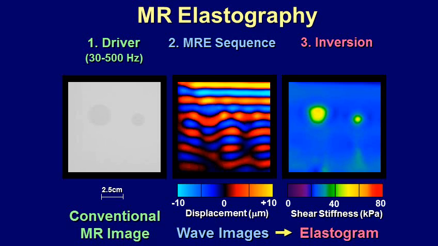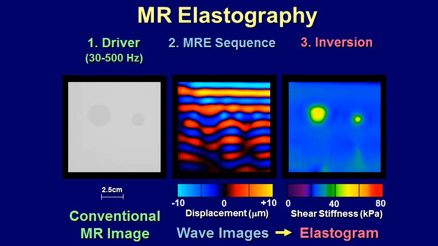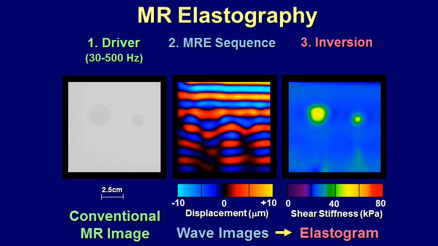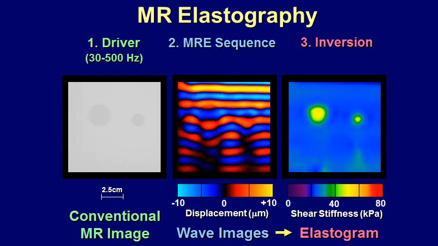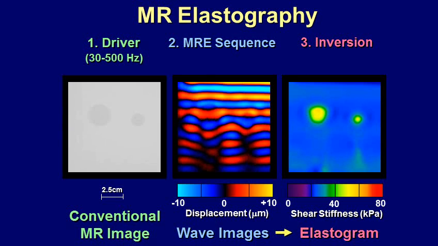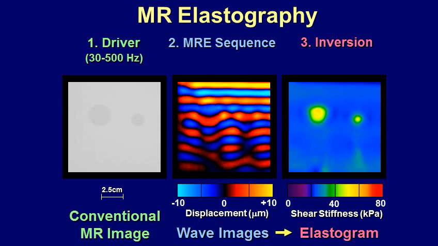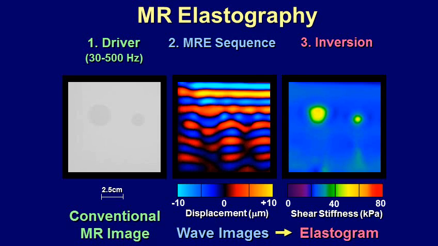In the final step, the scanner automatically processes the wave images using a special algorithm to create a final image that quantitatively shows the stiffness of materials in this cross-section. You can see that the inclusions have a stiffness of about 50 kilopascals, whereas the surrounding material is around 20 kilopascals, quite a bit softer.